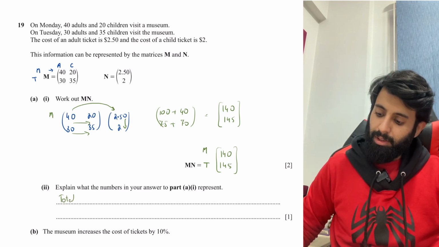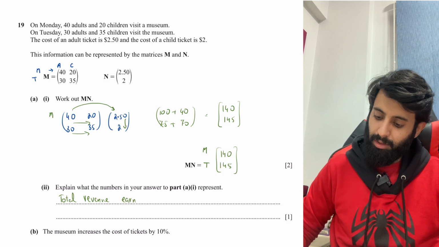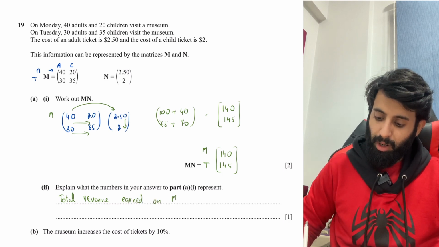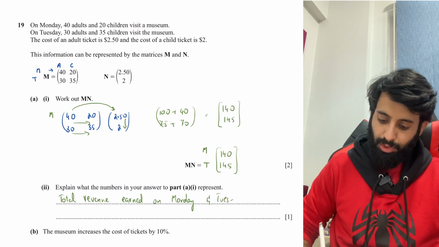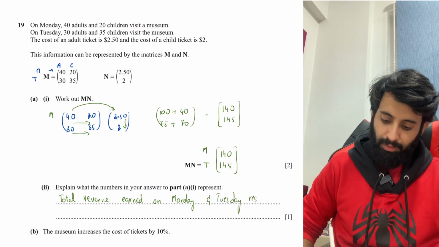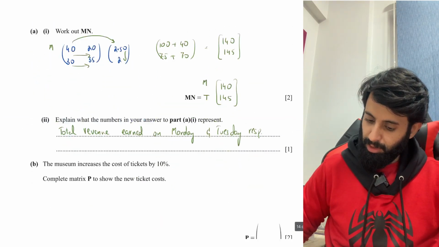So I'll write total revenue earned on Monday and Tuesday respectively. Okay, so I'll just write it out. Whoopsie, sorry about that.